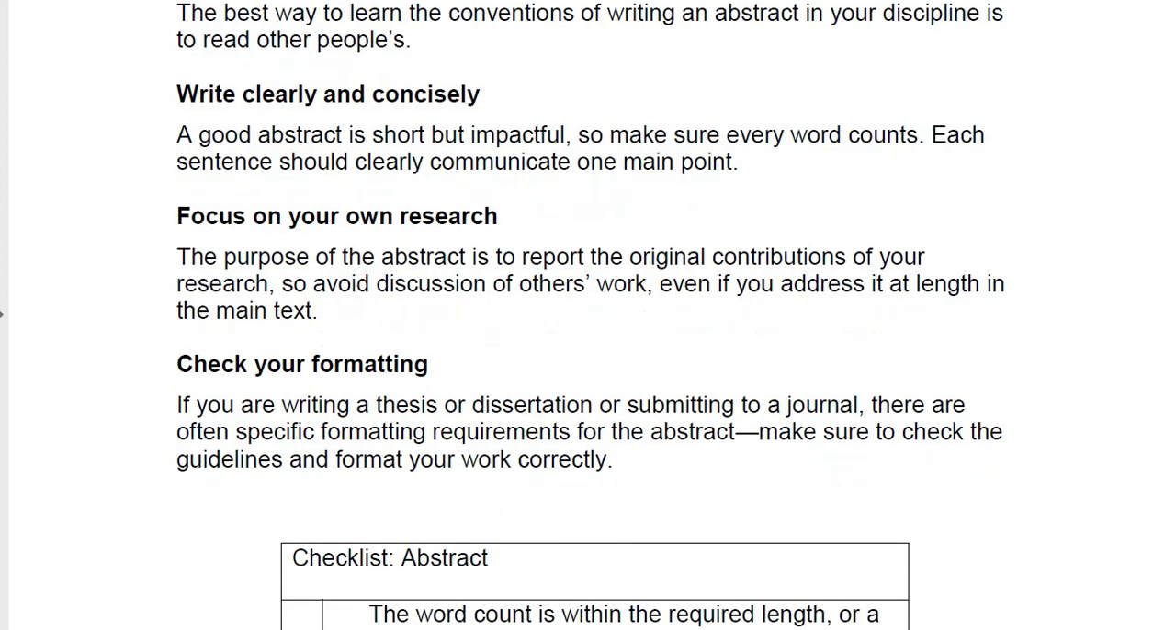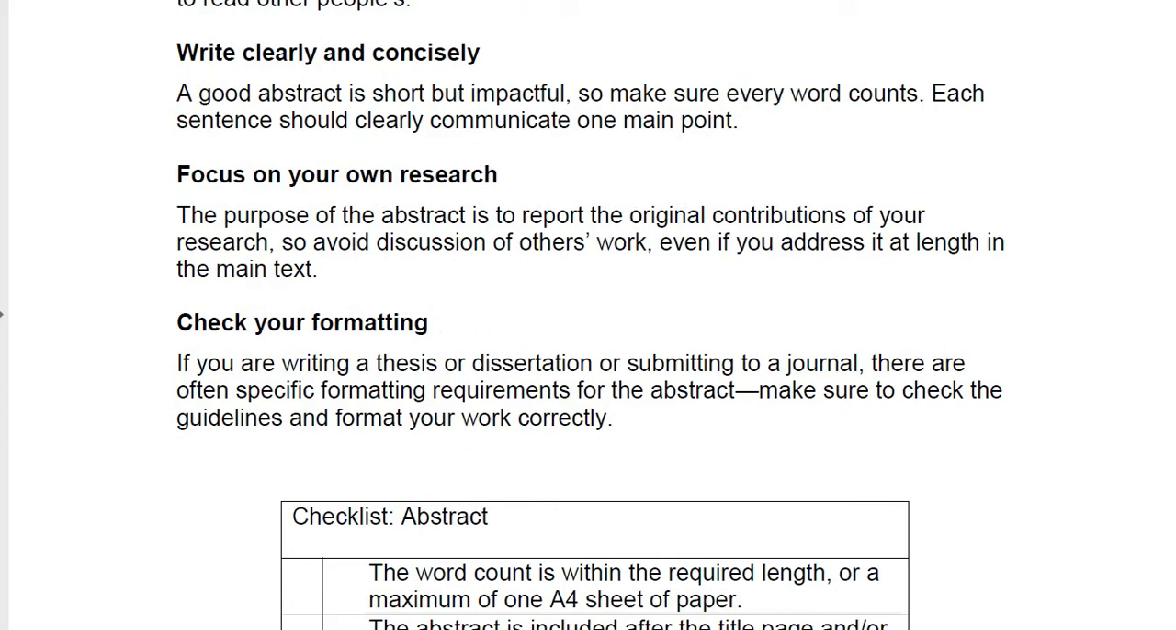Check your formatting. If you're writing a thesis or scientific article, there are often specific formatting requirements for the abstract. So make sure to check the guidelines and formats of your work correctly. Yes, of course. Sometimes our university tells us how to write or some steps for how you can do it. So you can check on the university platform. Everything is over there. And of course, if you are going to write it in a different format like APA or Vancouver, it's so important to know about it.